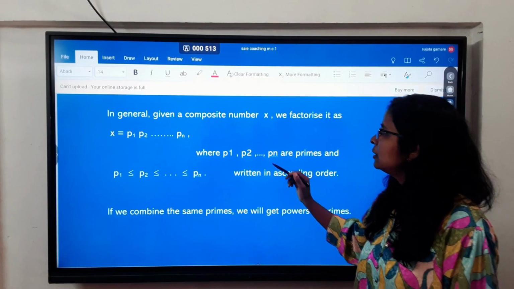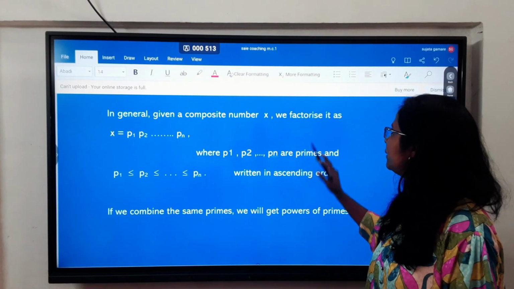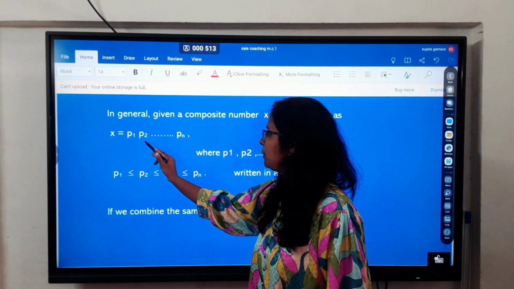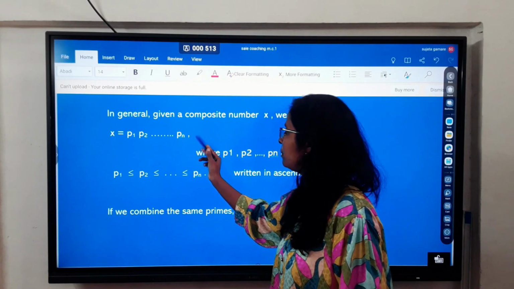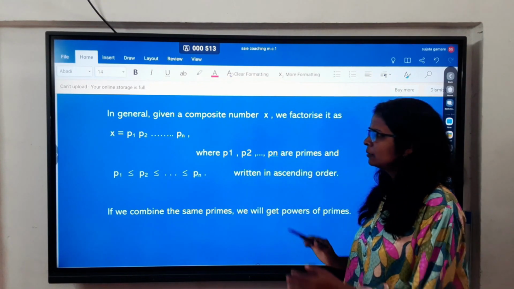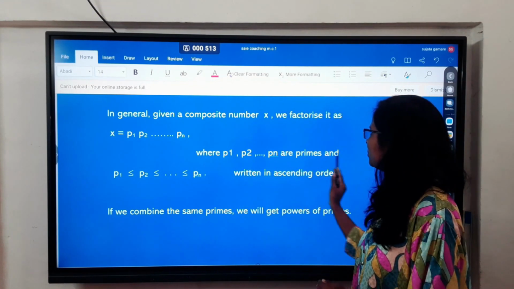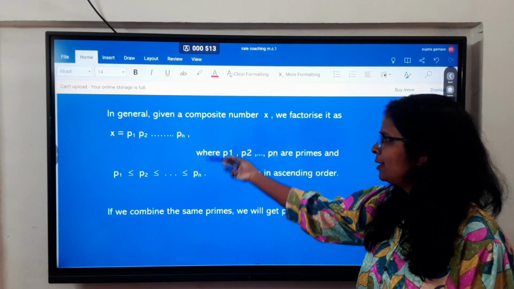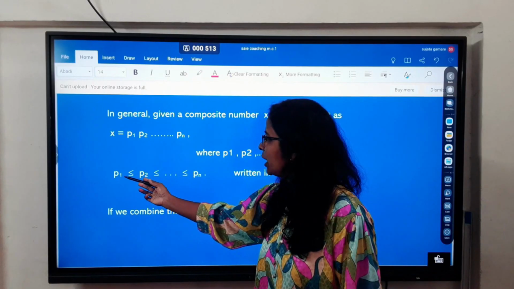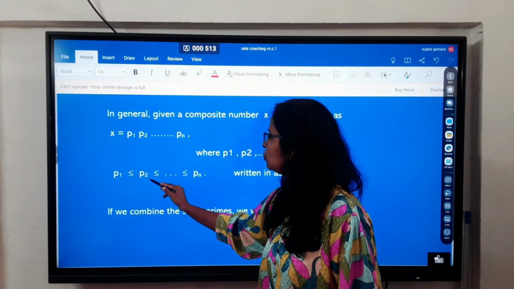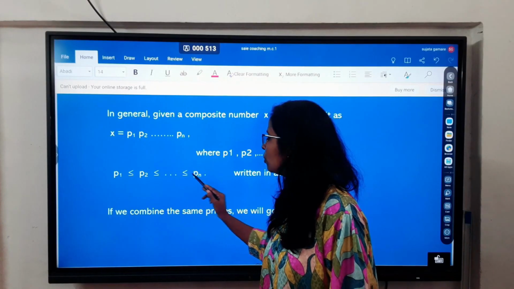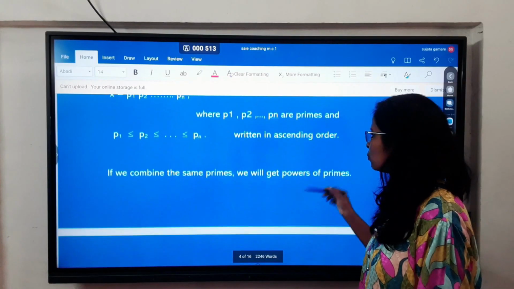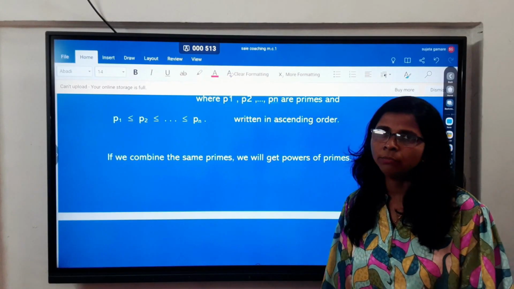In general, because x is a composite number, we factorize it as x equals p1 multiplied by p2 multiplied by ... multiplied by pn. Now what are p1, p2, ..., pn? Those are the primes. And we know that we write these numbers in ascending order, then we get p1 is less than or equal to p2, less than or equal to ... less than or equal to pn. So this way, if we combine the same primes, we will get the powers of the primes.